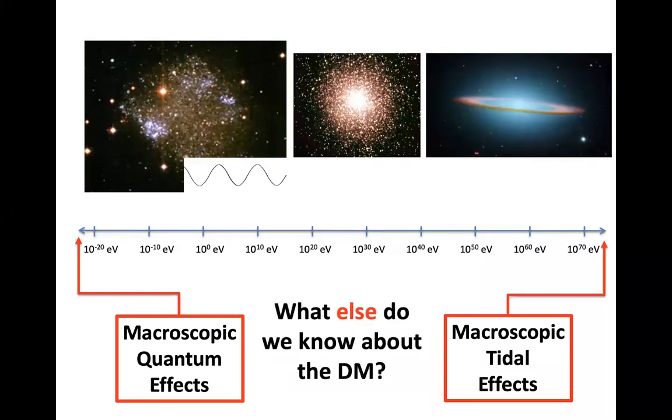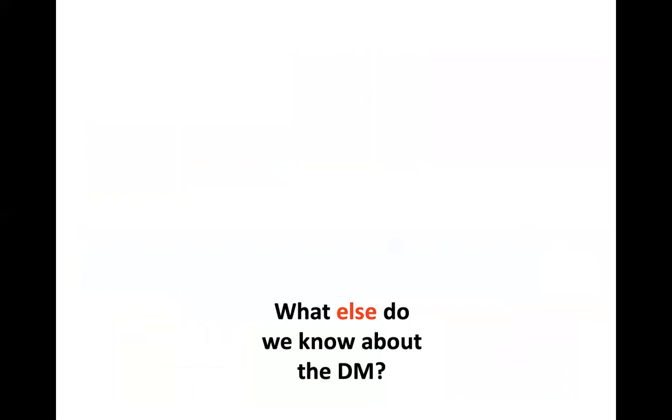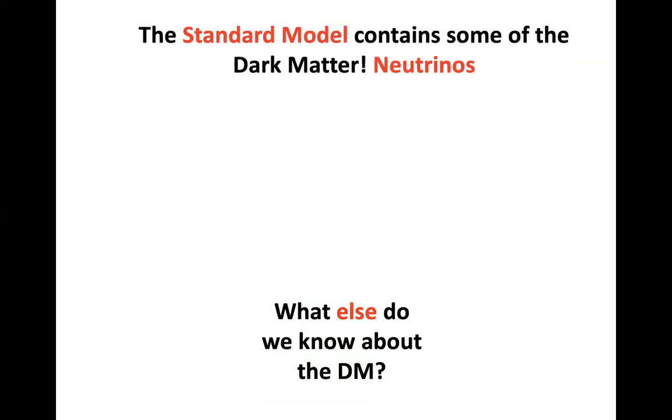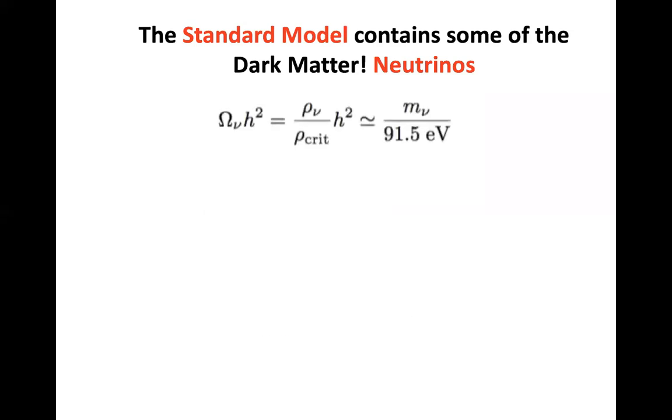So what else do we know about the dark matter? Well, actually, one thing that goes to answer the ambitious title of my talk is that the standard model actually does contain some of the dark matter in the form of neutrinos. So how much of it is that? Well, neutrinos are hot relics. They thermally decouple from the universe's thermal bath at about 1 mega electron volt temperature.